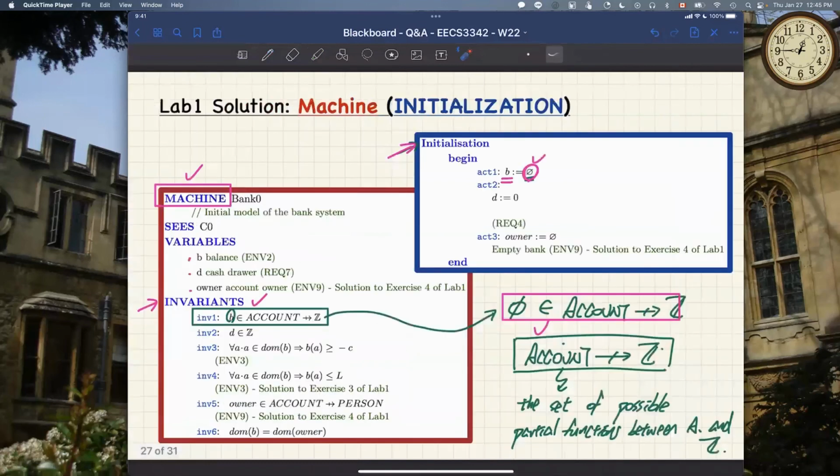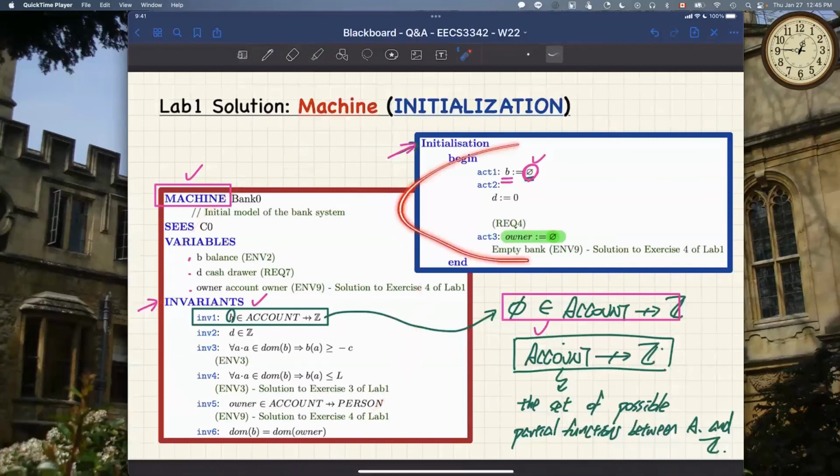And we talk about the bank. Let's talk about the different events. Okay, for the initialization, now we got to make sure we initialize the owner over here to be empty. And remember, it's a partial function between the account and the person. So the empty set will be a safe choice. And then, by the way, this part here we already spoke about. I'm just repeating that just so you can see things side by side.